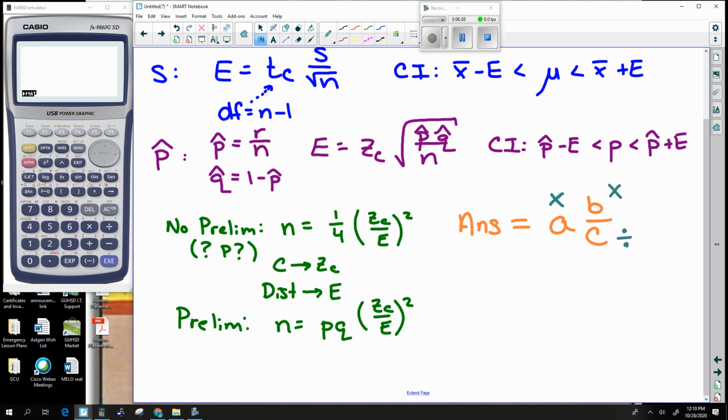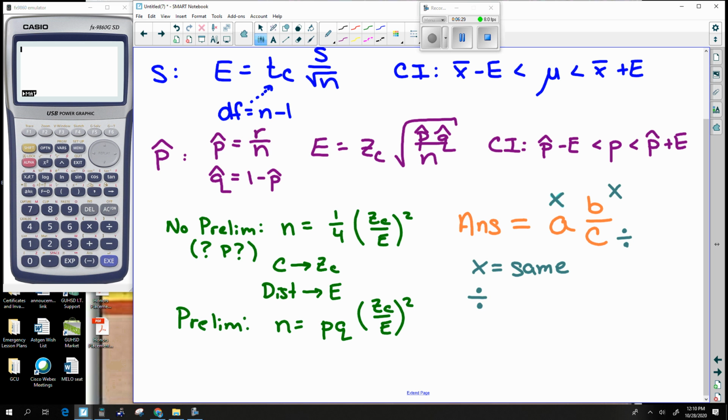So how does this affect the answer? If you're multiplying by something, it's going to have the same result. It's called a direct relationship. So if I multiply by a big number, my answer is going to get big. If I multiply by a small number, my answer is going to get small.